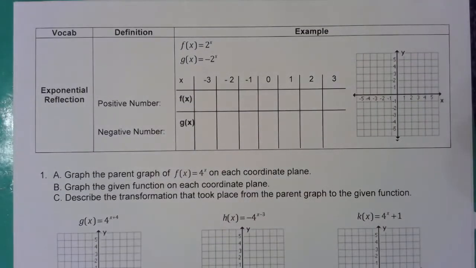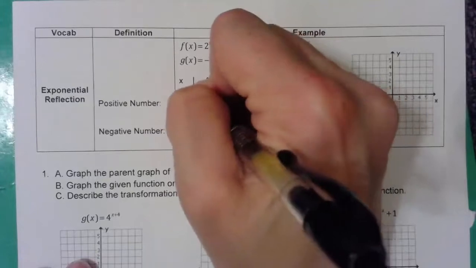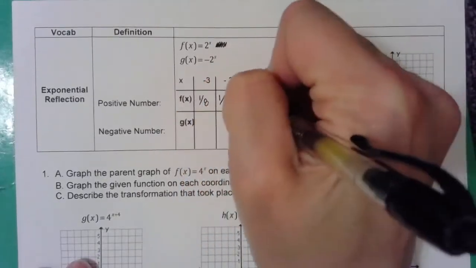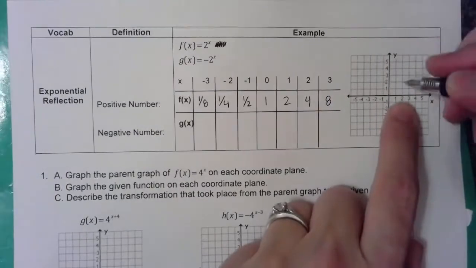And so the last type of change or transformation that we're going to look at is what happens when there's a negative out in front. So on this one, same thing. I'll start by graphing my original graph. 1/4, 1/2, 1, 2, 4, 8.